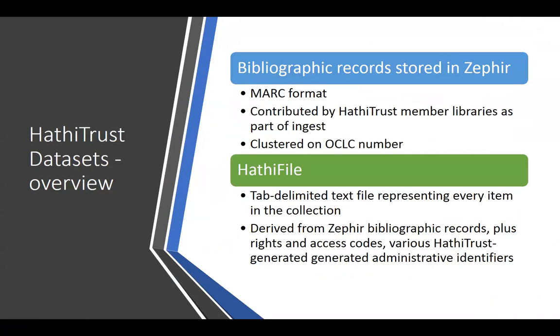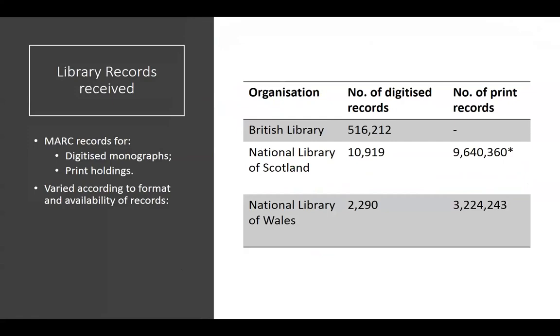And then they do a monthly update, which is a complete record of all the files, all the data within HathiTrust. So these are the things that we're using. And the Hathi file derives its bibliographic records from Zephyr. It uses things like rights and access codes, and it also attributes various HathiTrust related administrative identifiers. And so for the project, we ended up with quite a large number of records.